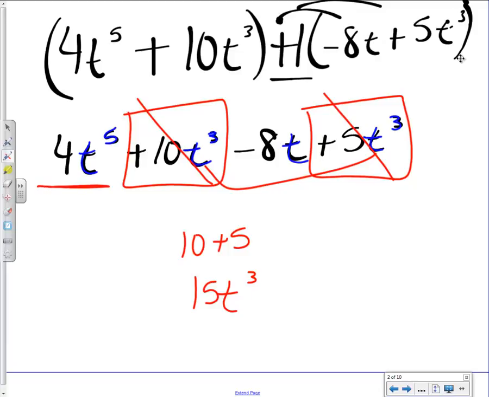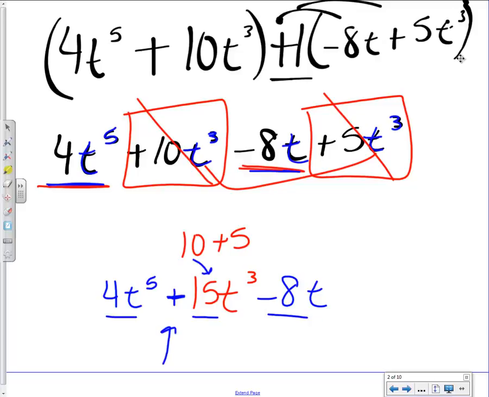I do not have a match for either of these pieces, okay? They don't match, so they're going to come down and be a part of my answer. I put a plus here because this is a positive 15. It has to have either an add or subtract to separate each of the terms. I put together two of them, so instead of having 1, 2, 3, 4, now I should only have 3 because I combined two of them.